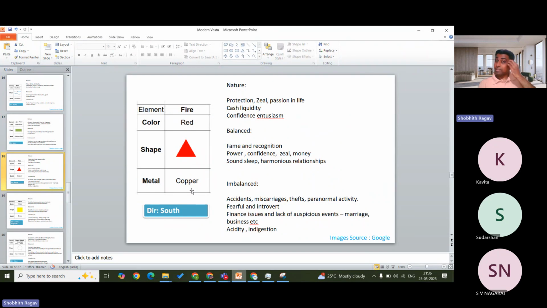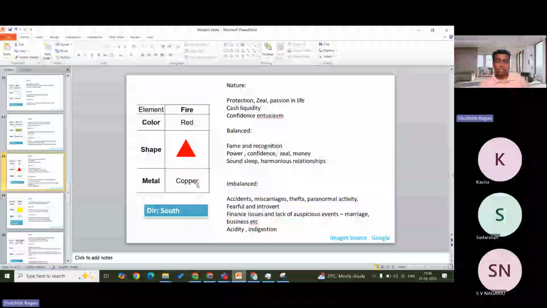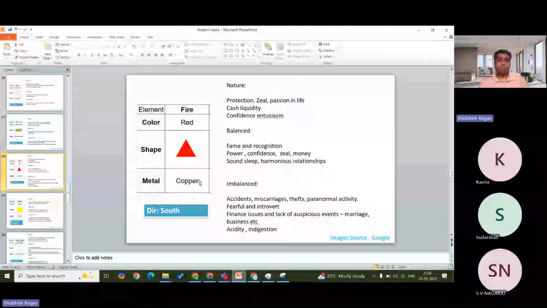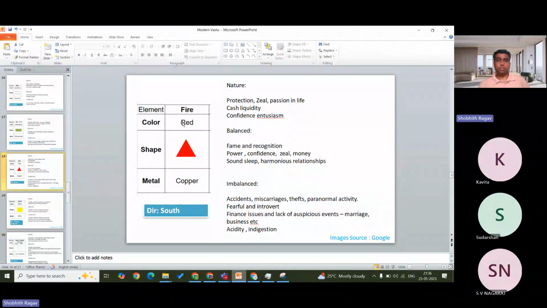Generally nowadays there is a trend of using copper utensils for water. Everywhere we are using them. There are even some copper coated water purifiers. So many things have come into use.